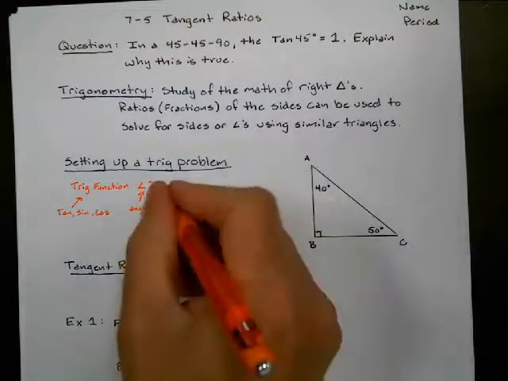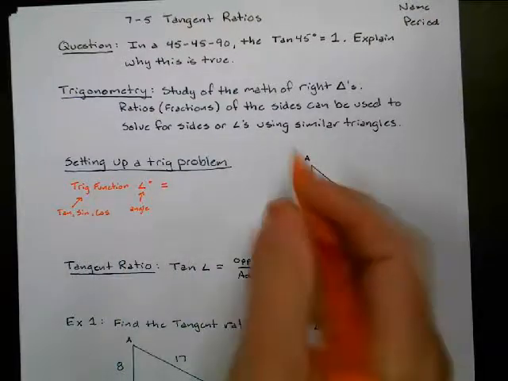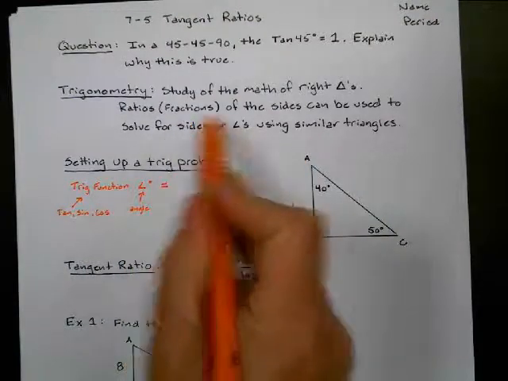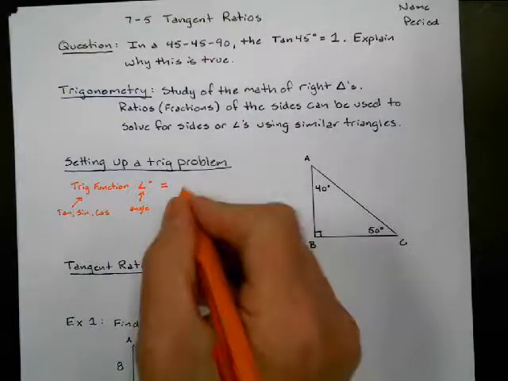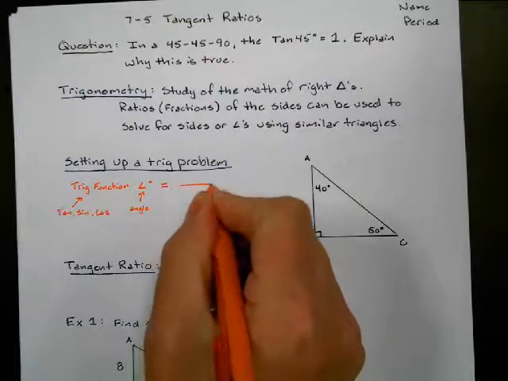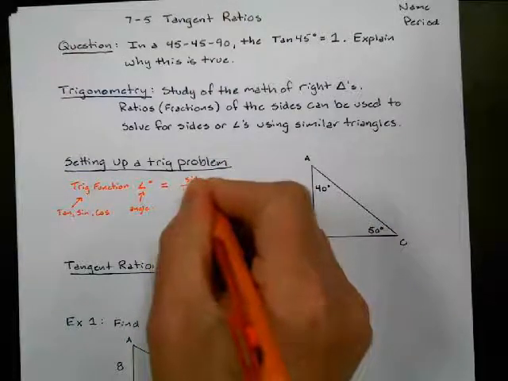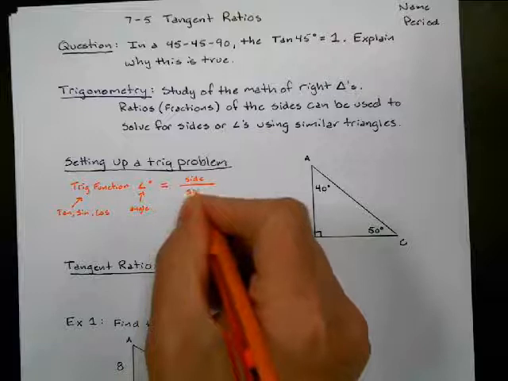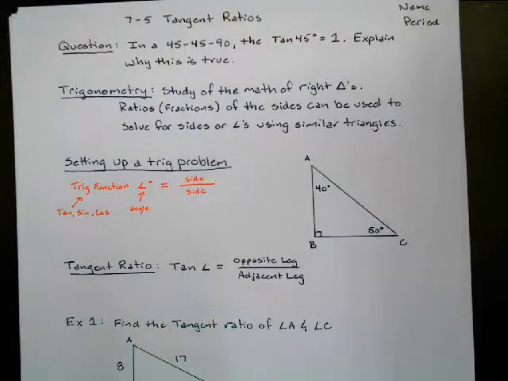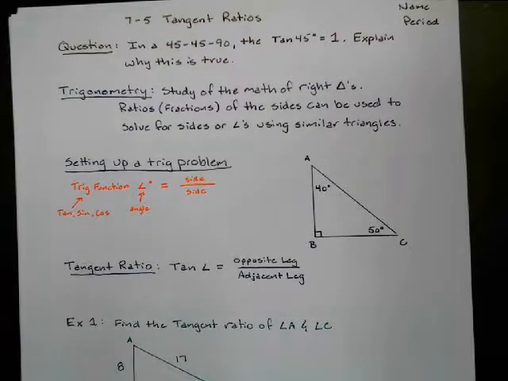And then it's always going to be equal to a ratio, so a fraction of the sides. So we're always going to have it equal to a fraction of a side divided by another side of the triangle. Okay, so that's how we're always going to set up these problems. We're going to take it really slow. We're not going to solve anything until later on. We're going to really just focus on how we set up a problem first.